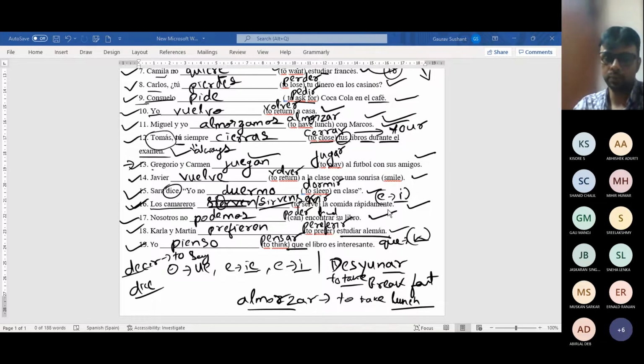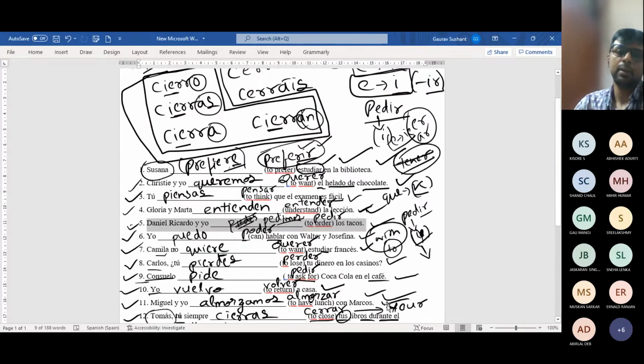And what will be the meaning of this one? Sir, I think the book is interesting. I think that the book is interesting. Okay, so K meaning is here that. Okay, fine. So I hope all of you understood how we are using these stem changing verbs, and it was not so difficult. The only difficult part is to memorize how these verbs change in the stem part. That will happen only with practice, which we have done today also.